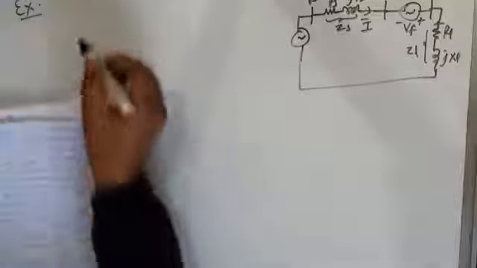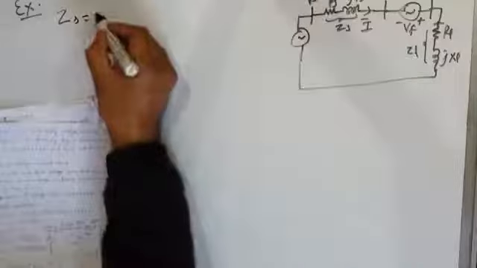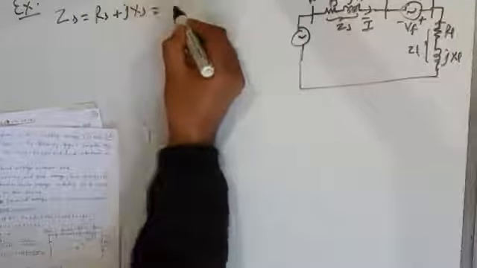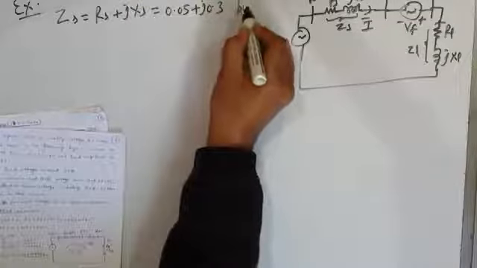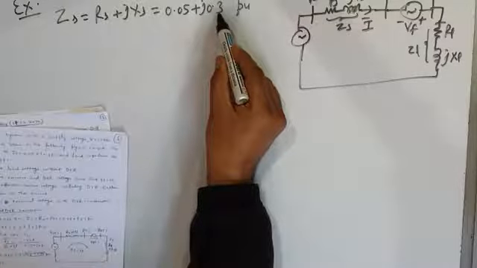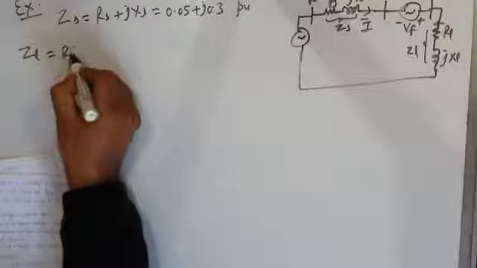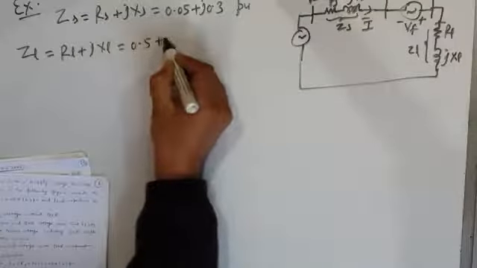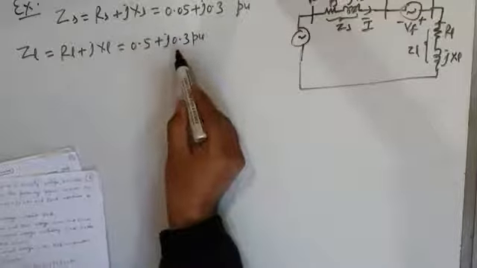Let me write first of all source impedance. This feeder impedance is given Zs equal to Rs + jXs, and it is given in the problem as 0.05 + j0.3 per unit. इसमें resistive part है 0.05 per unit and reactive part is j0.3 per unit. And load impedance is also given ZL equal to RL + jXL. Load resistance is 0.5 per unit plus load reactance is j0.3 per unit. So total load impedance is 0.5 + j0.3 per unit.